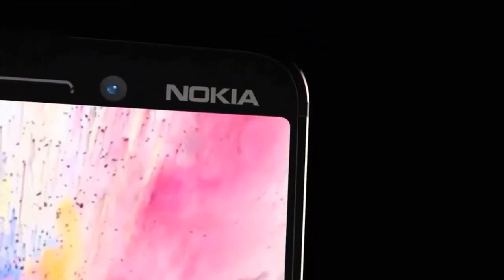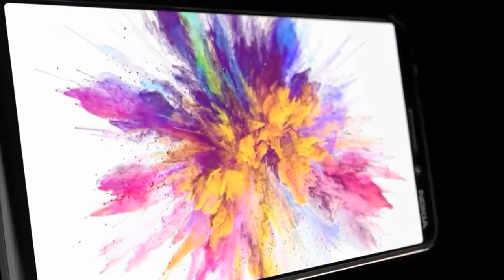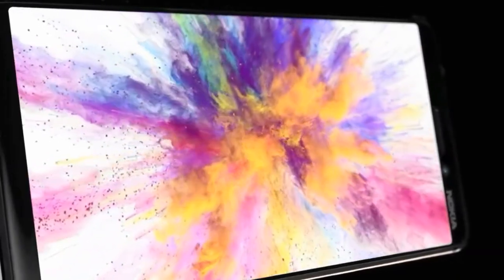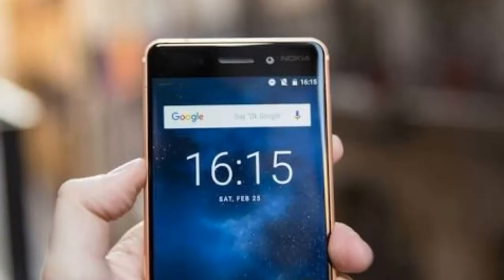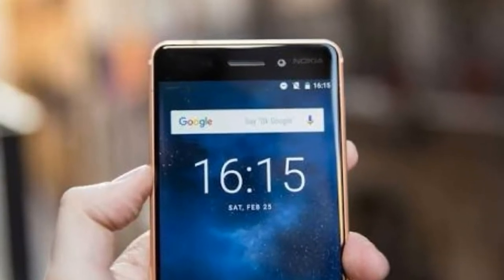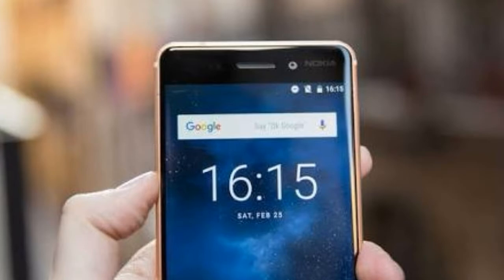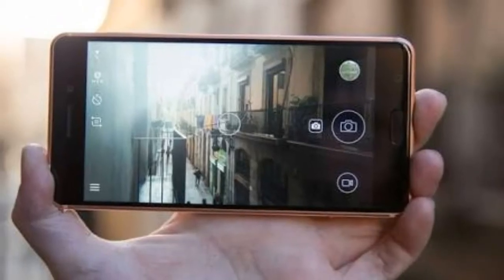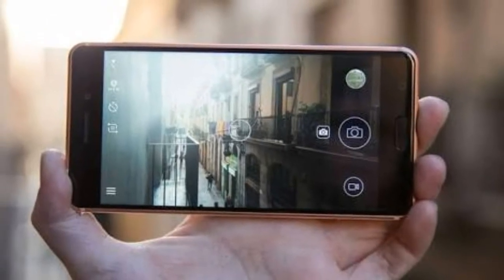Nokia 6 2017 has Snapdragon 430. Nokia 6 2018 has Snapdragon 630. So it has improved from 430 to 630. Both have an octa-core CPU. The 2017 has Adreno 505, the 2018 has Adreno 508.